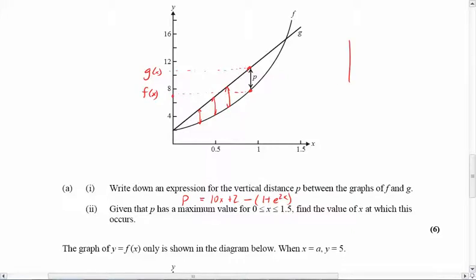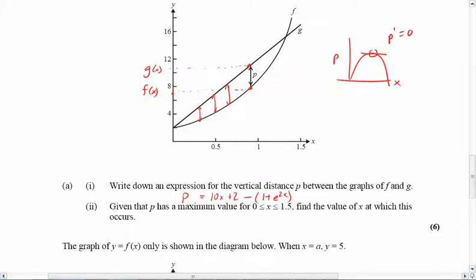So if I were to graph p versus x, that distance is getting bigger, bigger, bigger. At some point around here, it's going to stop getting bigger and it's going to start getting smaller again. And so this is the graph of p versus x. At some point, there's a maximum, and at that maximum, that's where the derivative of p equals 0. You know that the maximum is where the derivative is 0. So let's go ahead and find that.